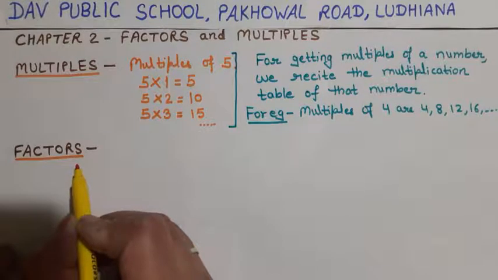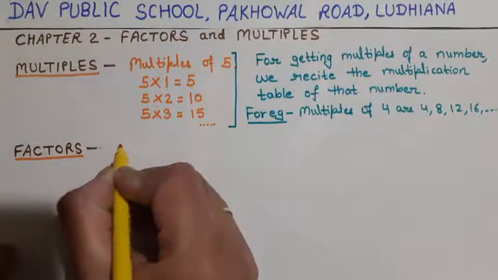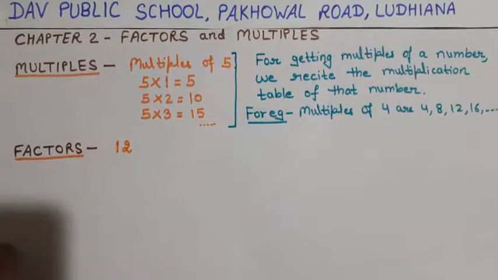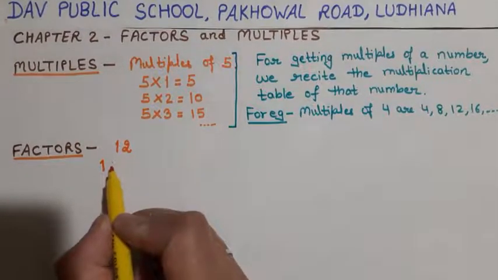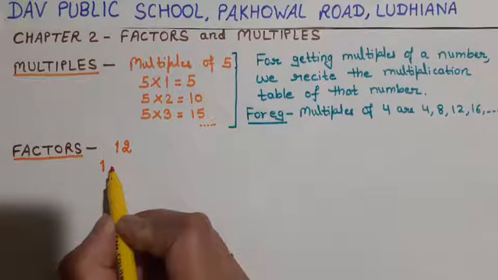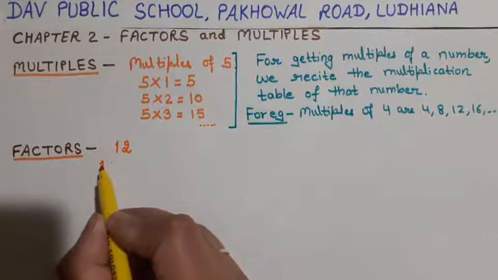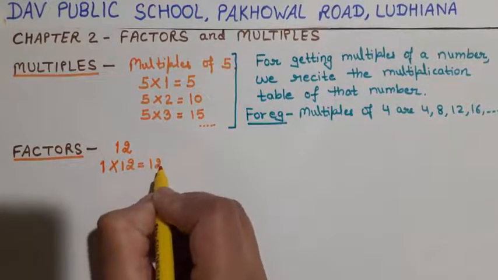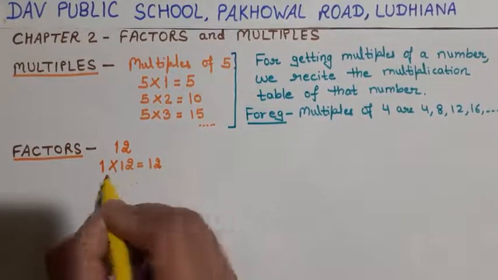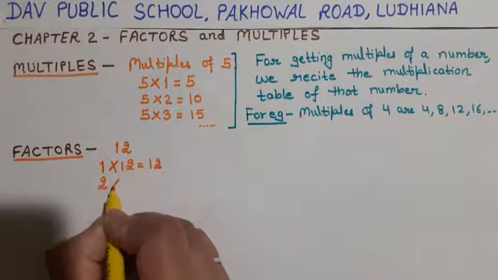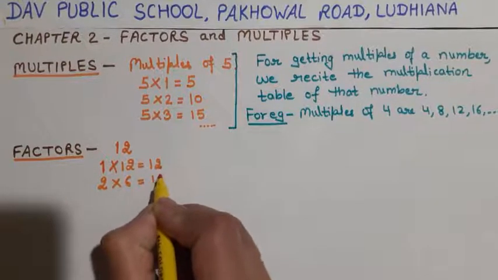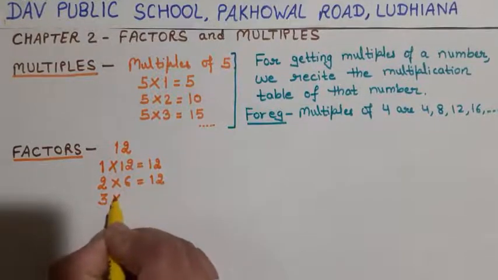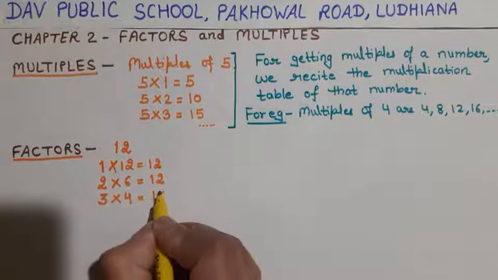What are the factors? Suppose I give you a number, say 12. How can you find its factors? Let us see in the table of which numbers 12 comes. It will be 1. 1 multiplied by 12 is 12. Next, 12 will come in the table of 2. Right? 2 sixes are 12. Then it also comes in the table of 3. 3 multiplied by 4 is 12. Right?